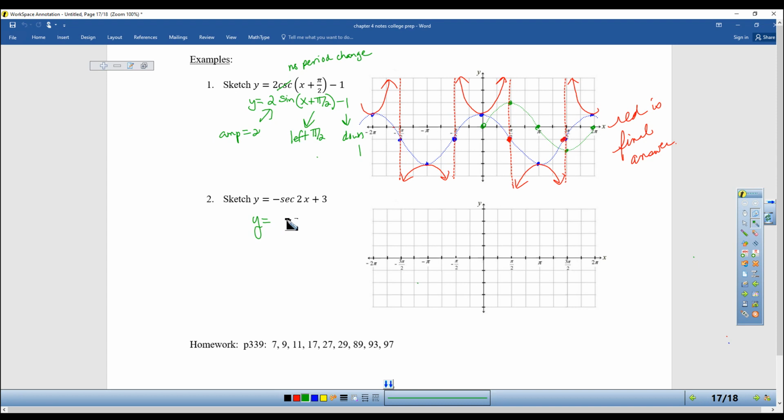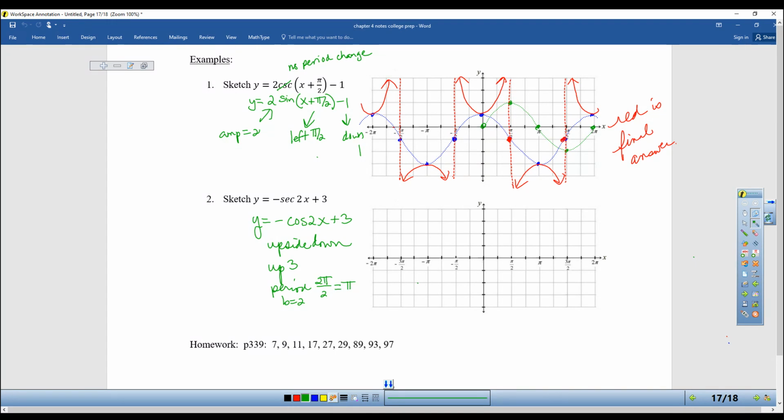So I think to myself, secant goes with cosine of 2x plus 3. I do see that it's going to be upside down. I see that it's going to be up 3. And I see there's a period change. Since b is equal to 2, the period is 2 pi over that 2, which is pi.